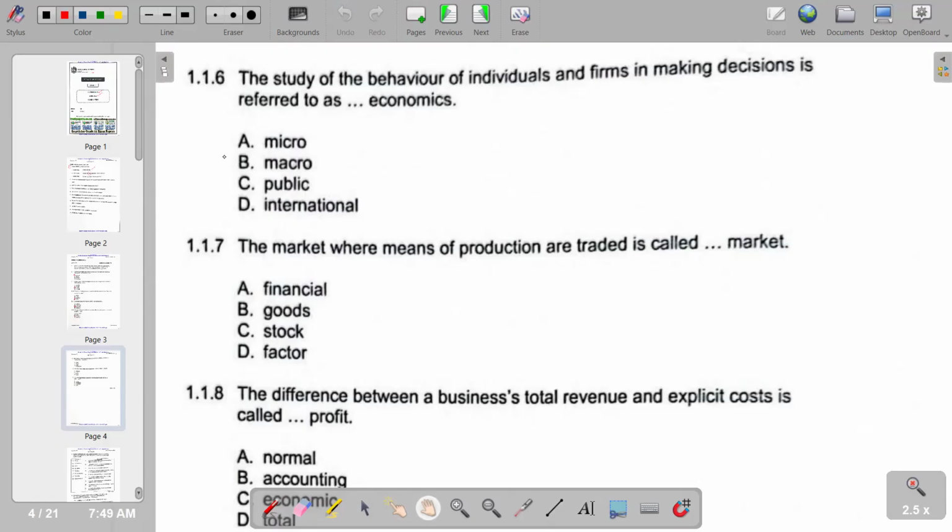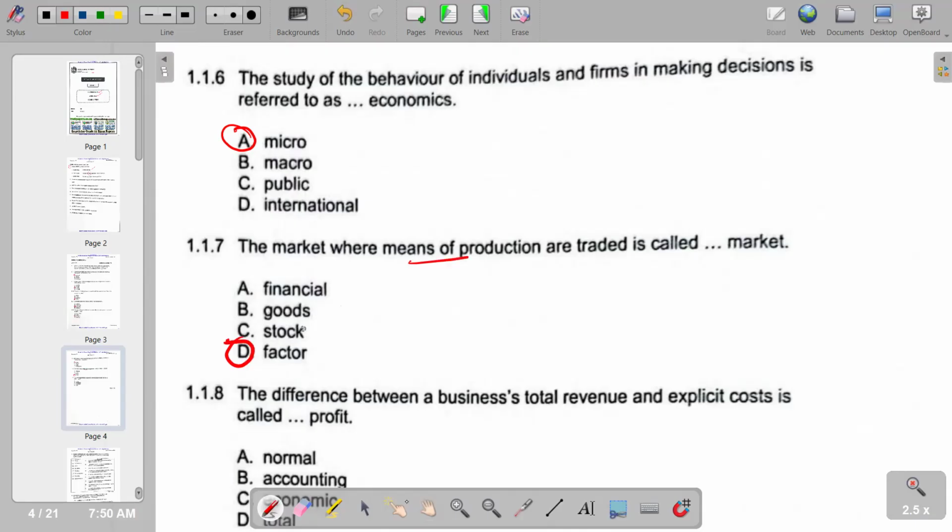So we have microeconomics, as opposed to macro. When we are talking about macroeconomics, it's from the whole economy point of view. Then 1.1.7, the market where means of production are traded is called. We have financial market, goods market, stock market, and factor market. So the correct one that we have is factor market. And remember, the factors are the means of production.